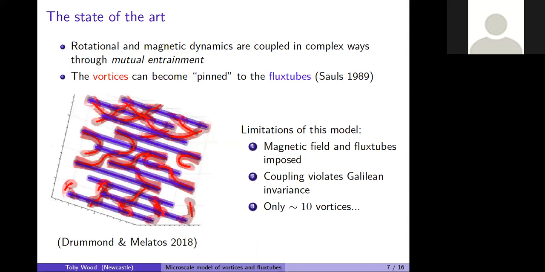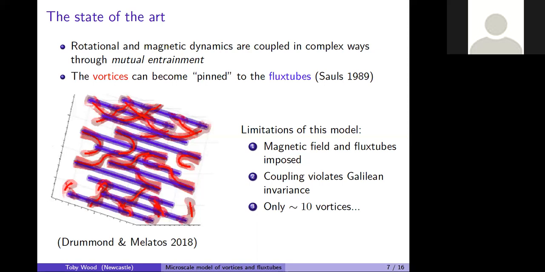The second point here, which isn't obvious from the picture, and this is perhaps a bit controversial, and I've been told off by other people for saying this, is that I think the way that the entrainment is modelled in this work violates Galilean invariance, and I think that's an issue. It's going to take me quite a few slides to explain exactly what I mean there, but I will get to that.